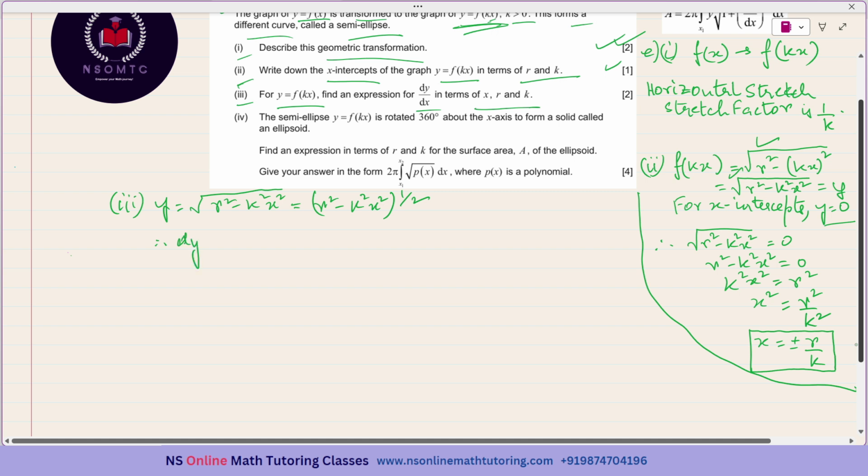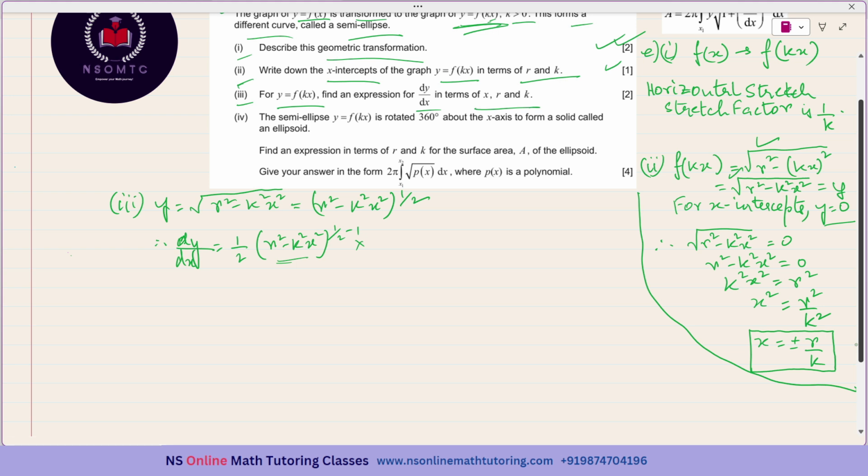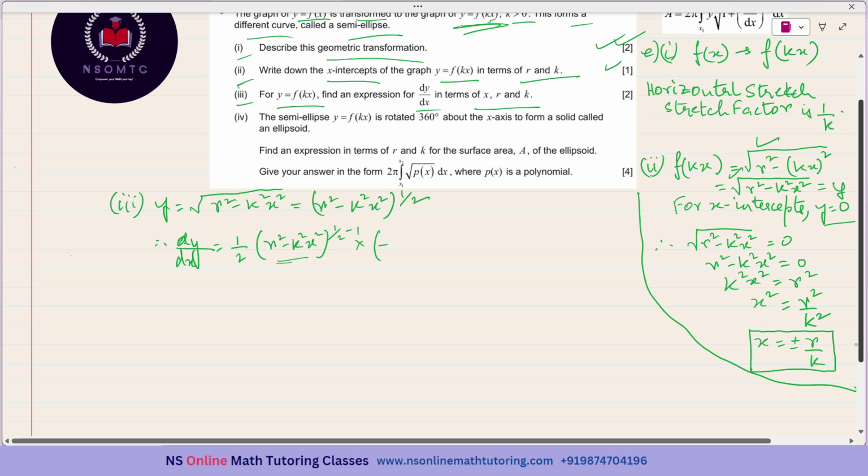dy by dx is equal to, I'm using the chain rule, half r square minus k square x square, half minus 1. Now the derivative of r square minus k square x square. Derivative of r square is 0, and derivative of minus k square x square will be minus k square times 2x. And this 2 and this 2 can get cancelled. So it is minus k square x, and half minus 1 is negative half.